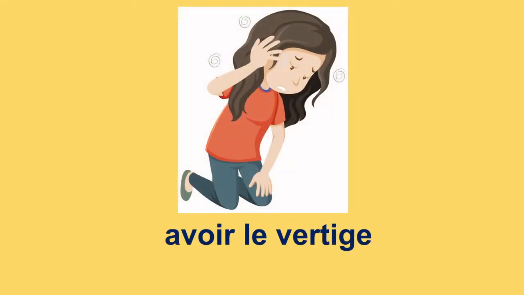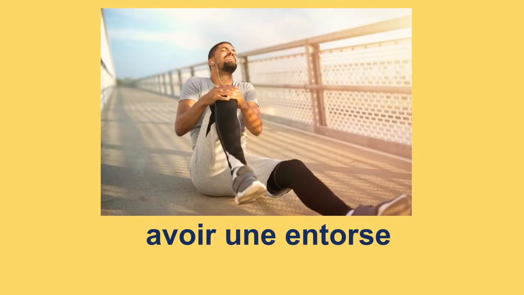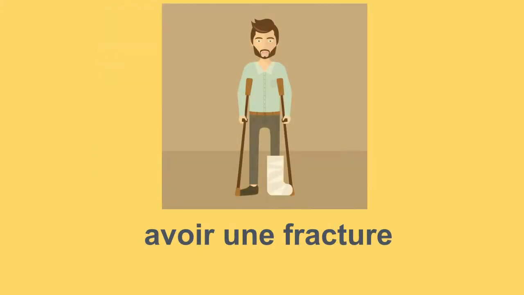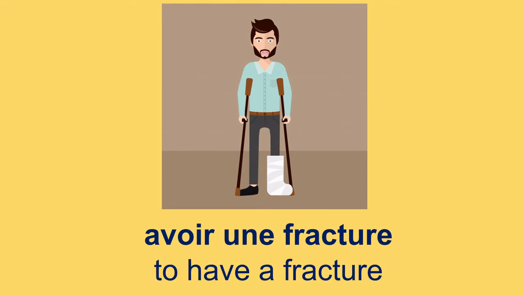Avoir le vertige. Avoir le vertige is to feel dizzy. Avoir une entorse. Avoir une entorse is to have a sprain. Avoir une fracture. Avoir une fracture is to have a fracture.